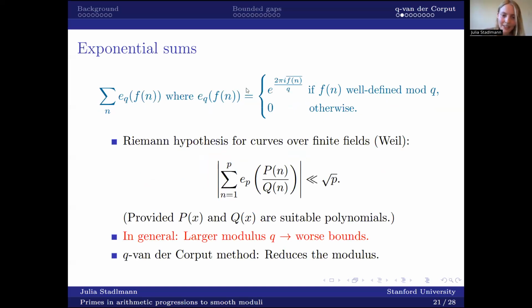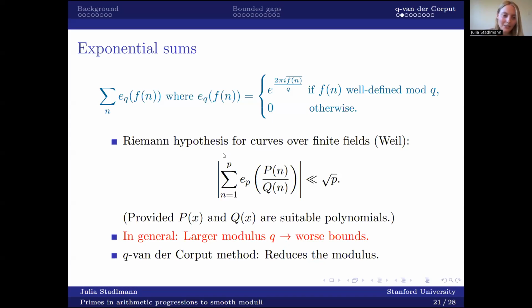We define e_q of f(n) to be e^(2πi f(n)/q) if f(n) is an integer. And if f(n) is, let's say, a ratio or something, then we take f(n) bar to be an integer which is congruent to f(n) mod q. So either way, we have an integer, and e_q of f(n) is e to the 2 pi i times the suitable residue class mod q over q. And an exponential sum is a sum of e_q of f(n).